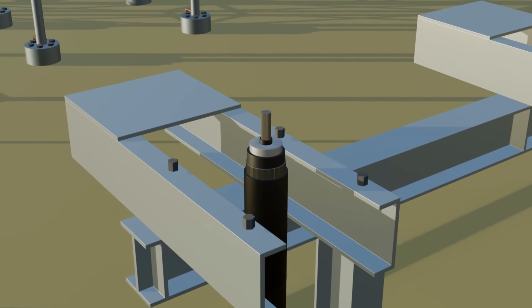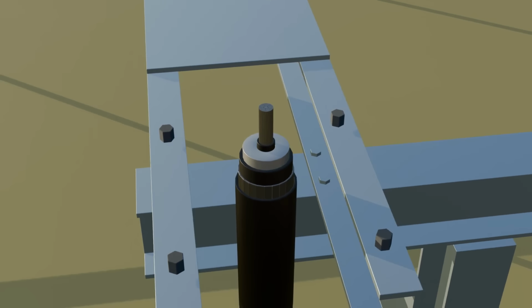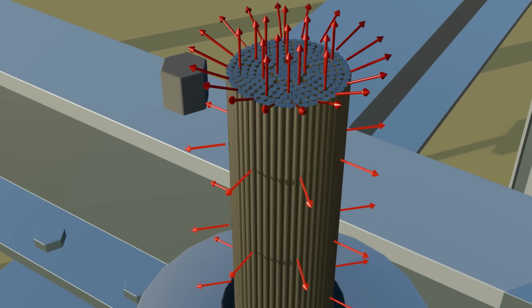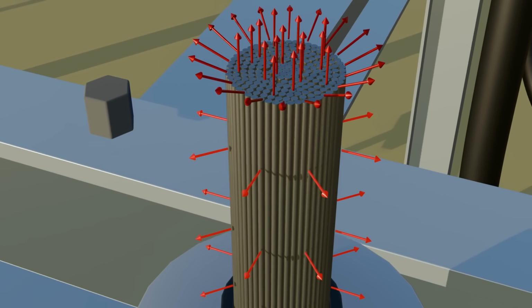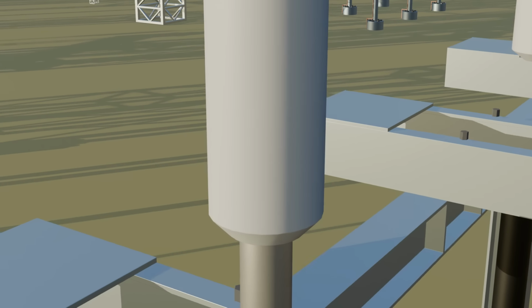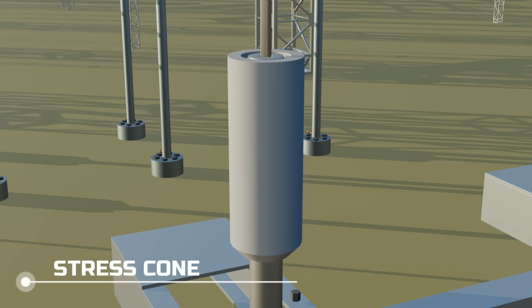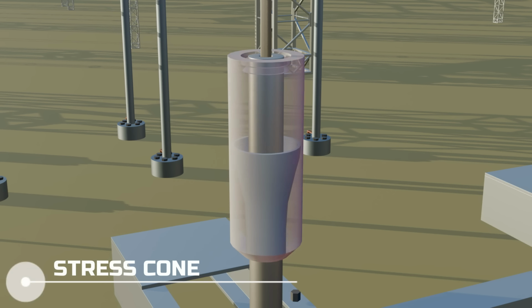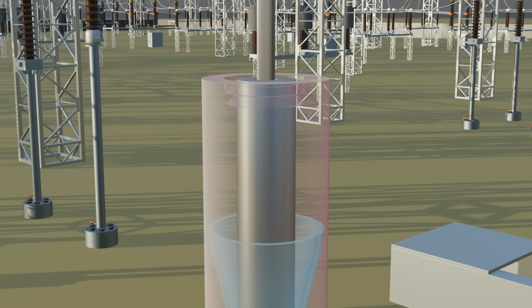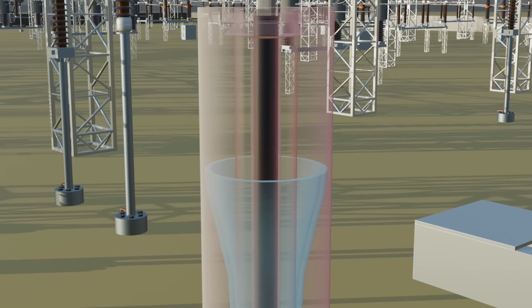But terminating the cable inside the switchyard is also a major engineering challenge. Because of the intense electric field at the cable's sharp edges, the insulation can be damaged. This is why a silicone rubber stress cone is fitted over the XLPE insulation. But it must sit perfectly on the insulation, because even a tiny air gap or dust particle between them can disturb the electric field. Now look at the field lines.